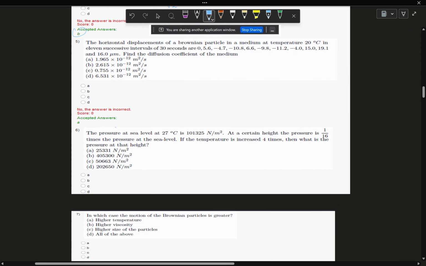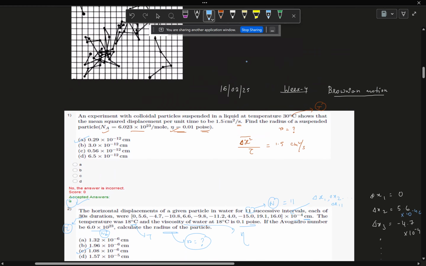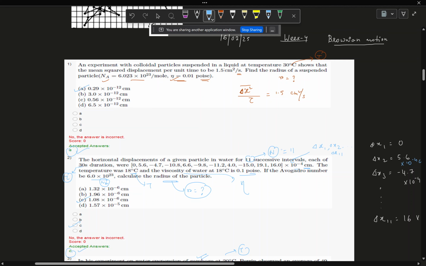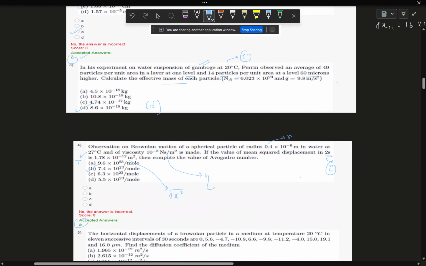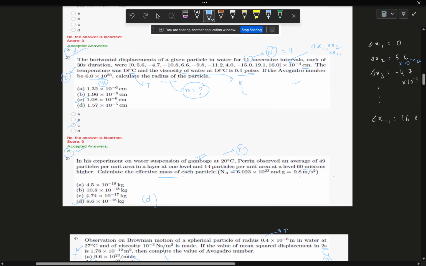Now problem number 5: the horizontal displacements of a Brownian particle in a medium at temperature 20 degrees centigrade in 11 successive intervals of 30 seconds. This is similar to the earlier problem that you have seen. We had calculated the delta x squared average from there. So I think the values are just the same, and all 11 displacement values are given.